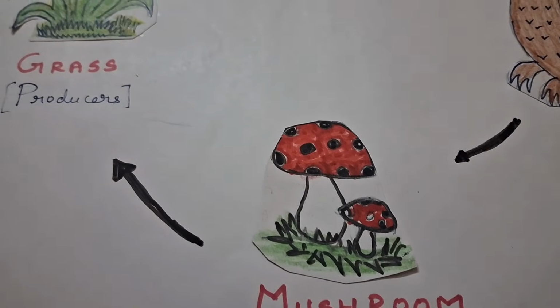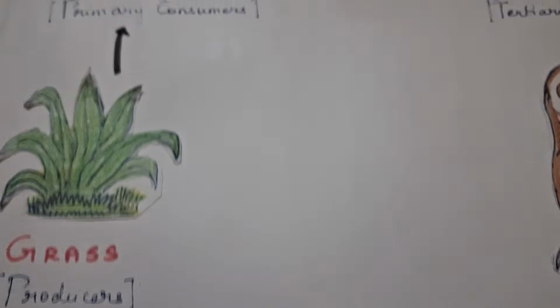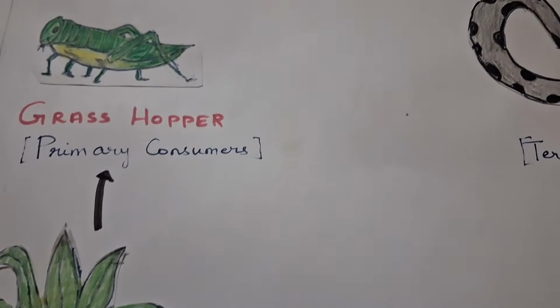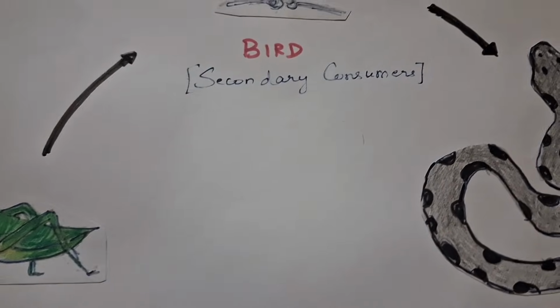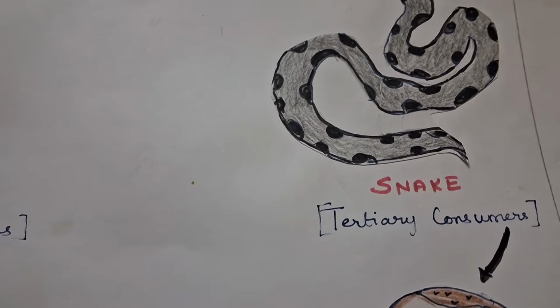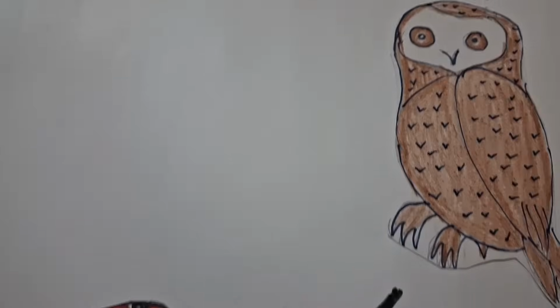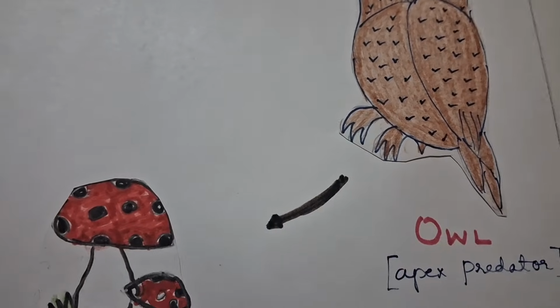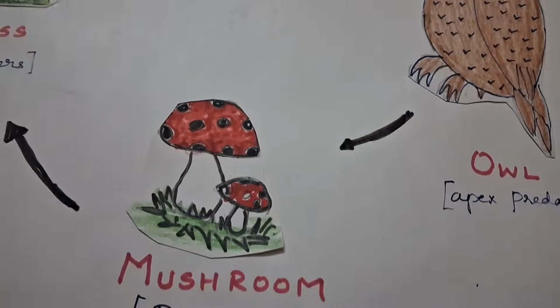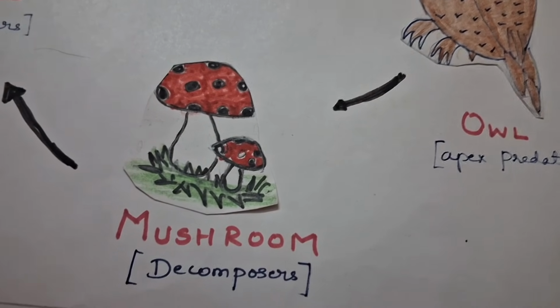The first stage is a producer. Grass is a producer. The grasshopper is a primary consumer. The bird is a secondary consumer, and snake is a tertiary consumer. And this one, owl, is an apex predator, the highest one. And finally, mushroom is a decomposer.